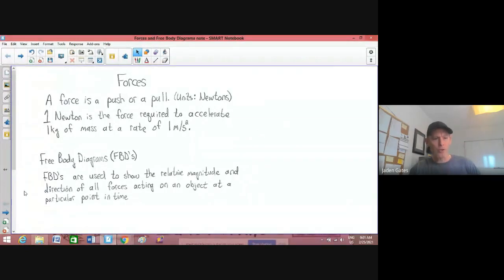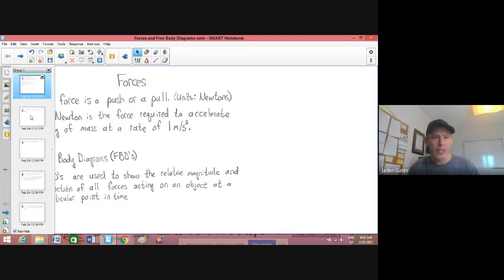Now what we're going to be drawing to do these questions are what's called free body diagrams, FBDs. Now free body diagrams, which I'm going to show you here, are used to show the relative magnitude and direction of all the forces acting on an object at a particular point in time. So it's just a diagram of all the forces acting on an object and labeling it, which helps us sort out different questions that we're going to be doing in reference to forces.